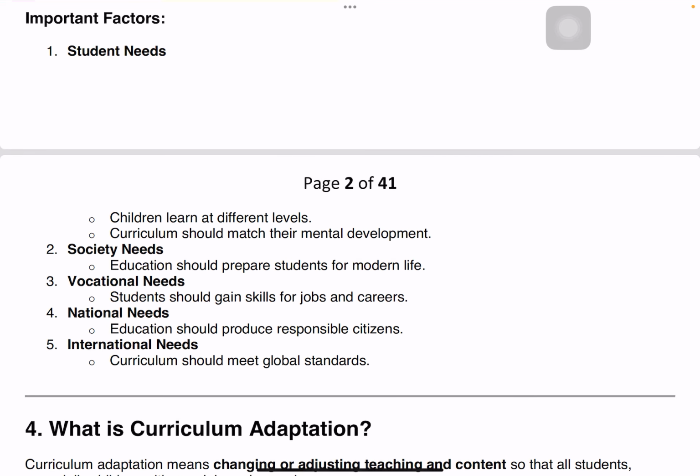Number 2, society needs. Education should prepare students for modern life. Number 3, vocational needs. Students should gain skills for jobs and careers. Number 4, national needs. Education should produce responsible citizens. Number 5, international needs. Curriculum should meet global standards.